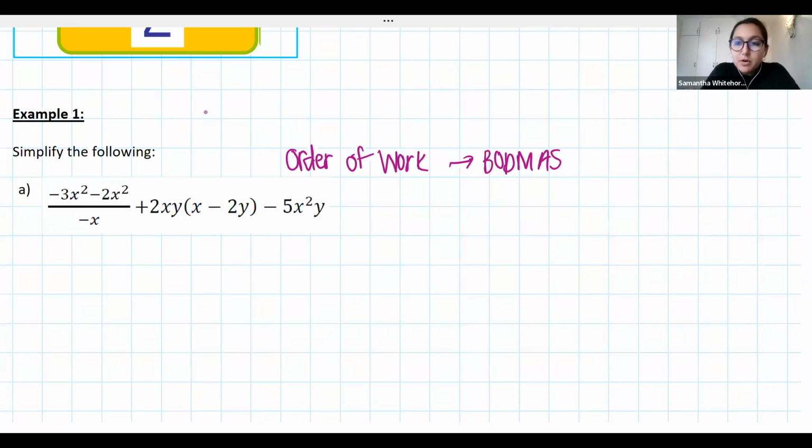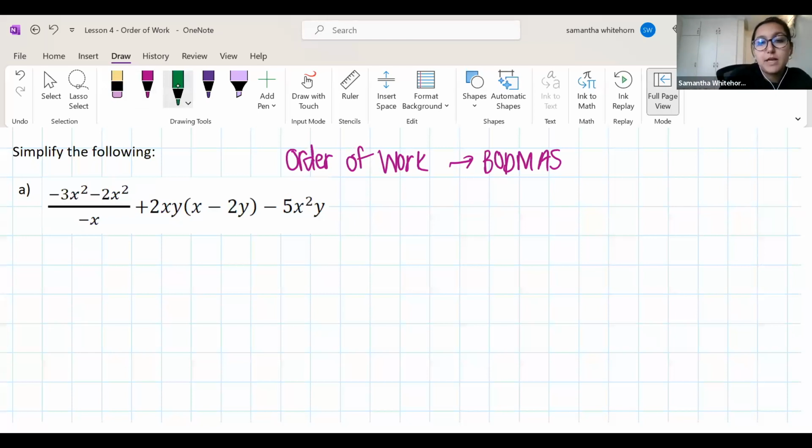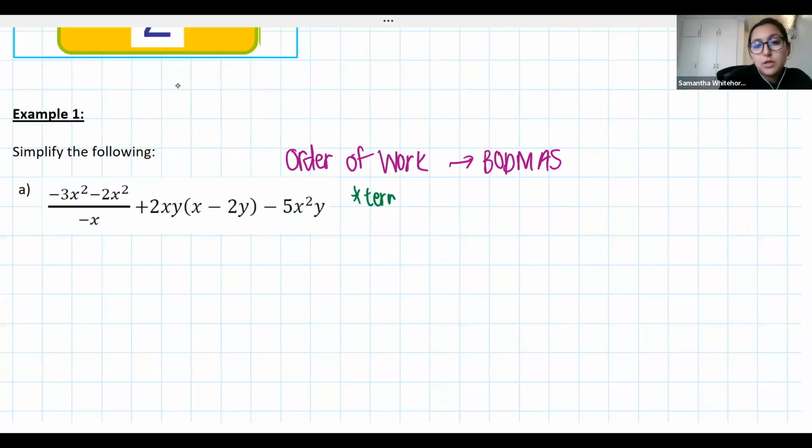So remember we spoke on Monday about what terms are, and we're going to just refresh our minds. Terms are the parts that make up our expression, and they are separated by plus and minus signs. We don't look at the plus or minus signs inside a bracket, nor do we look at the plus or minus signs inside a fraction.